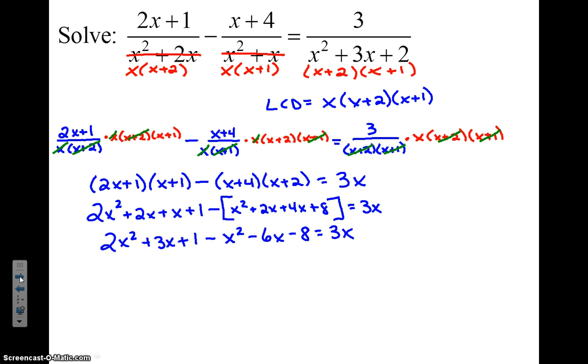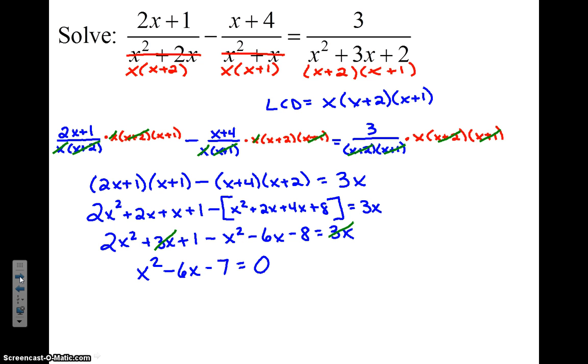All right. So what's happening here? Well, I have an equation where there's a 3x on this side and a 3x on this side, so those are going to just cancel. And then I've got 2x squared minus x squared, so now I've got x squared minus the 6x, and then I have a 1 minus 8, so that's going to be a minus 7. Since this 3x on the very right side of the equation canceled out with this other 3x, there's nothing left on the right side.